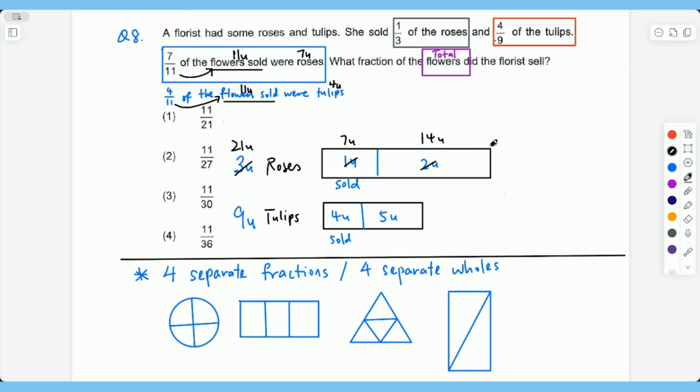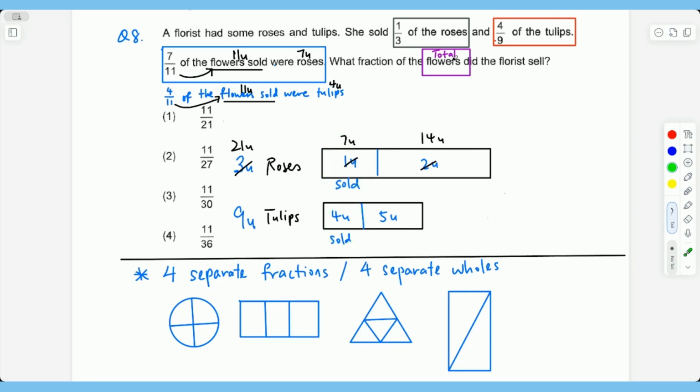And now the model for roses and tulips fits this part here as well about the total flowers sowed. The total units for flowers sowed was 11 units. From here we can see 7 units of roses sowed, 4 units of tulips sowed. So the total units is 11. And this is the completed model.